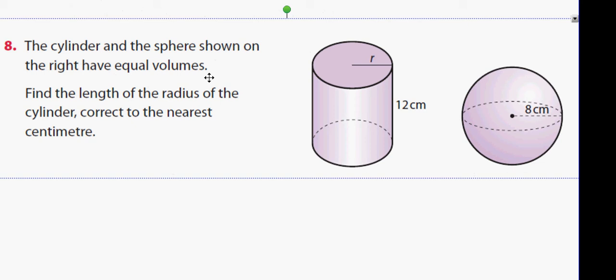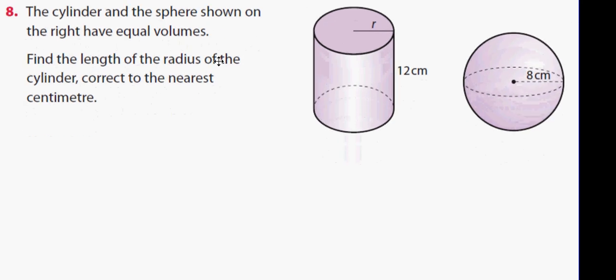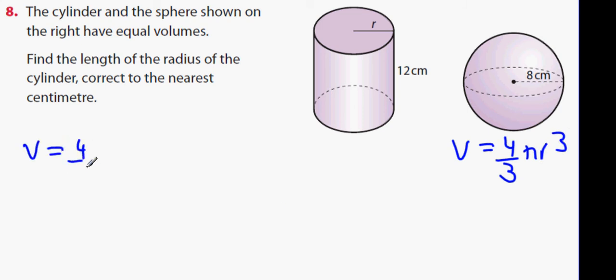The cylinder and the sphere shown on the right have equal volumes. Find the length of the radius of the cylinder correct to the nearest centimetre. Okay. We can't currently find out the volume of the cylinder, but we can find out the volume of the sphere. Volume of a sphere is 4 over 3 pi r cubed. So V equals 4 over 3 multiplied by pi multiplied by 8 cubed. Now what is that in the calculator?